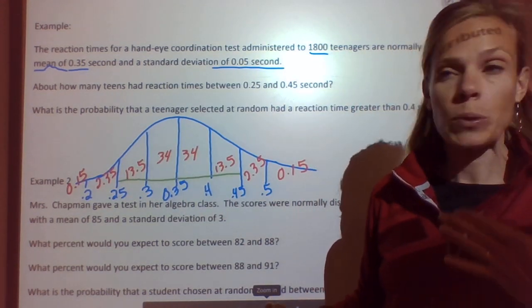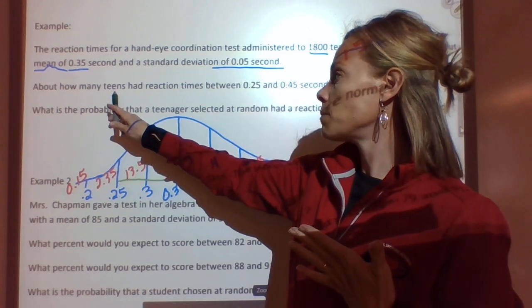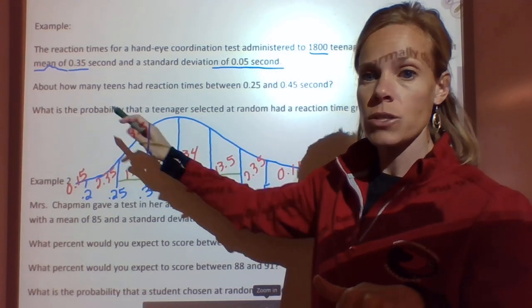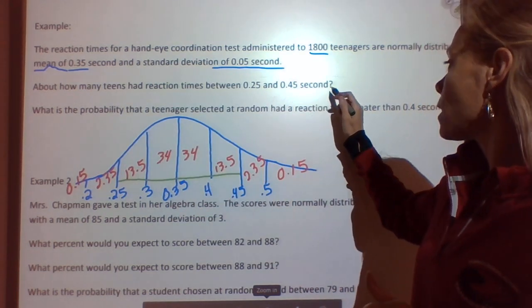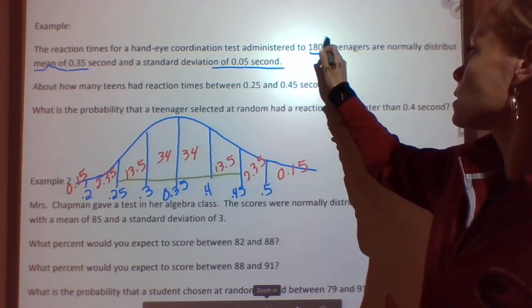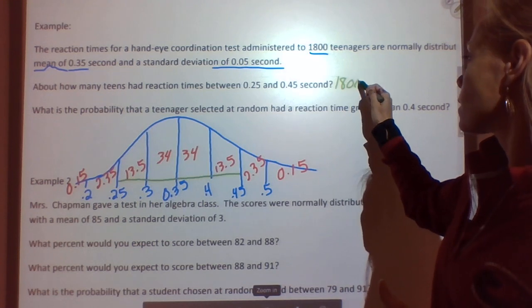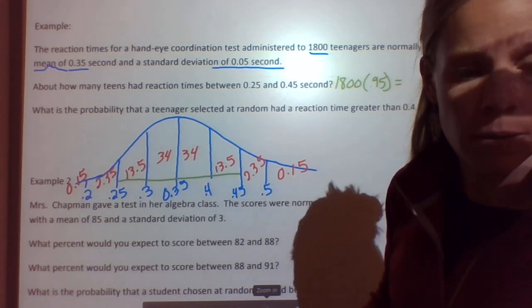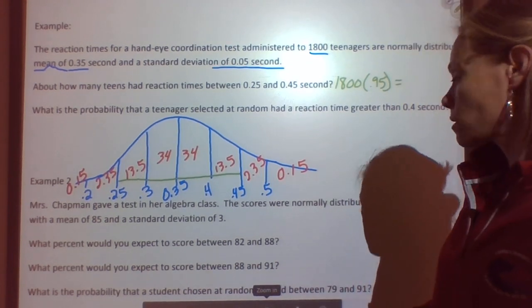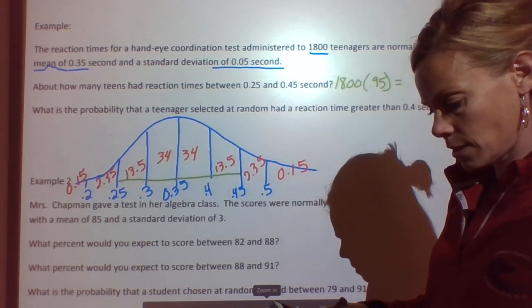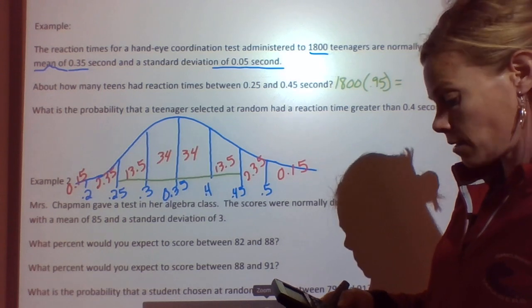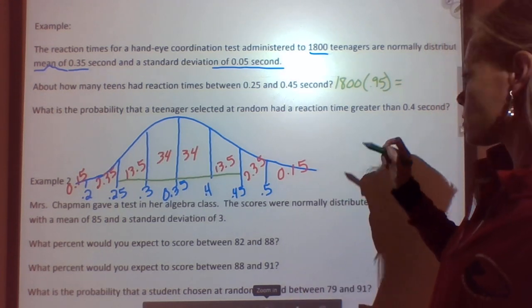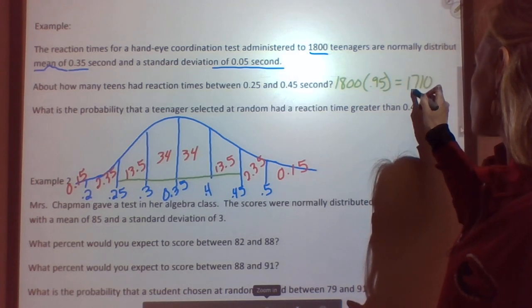And I don't want to know percent. It's not asking me what probability of teens or what percent of teens. It's saying how many teens. So to get how many, I would take these 1,800 teenagers times 0.95, and that would tell me how many teens score that. So calculator, 1,800 times 0.95, I'd say 1,710 teens.